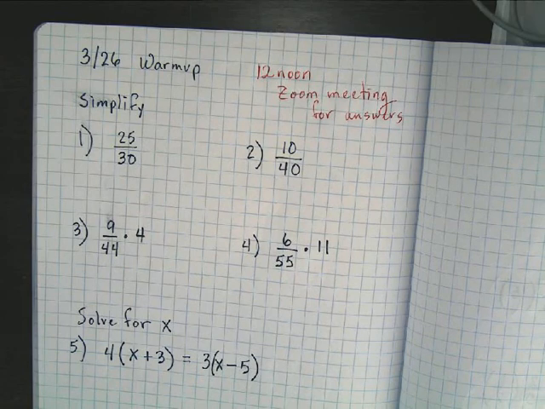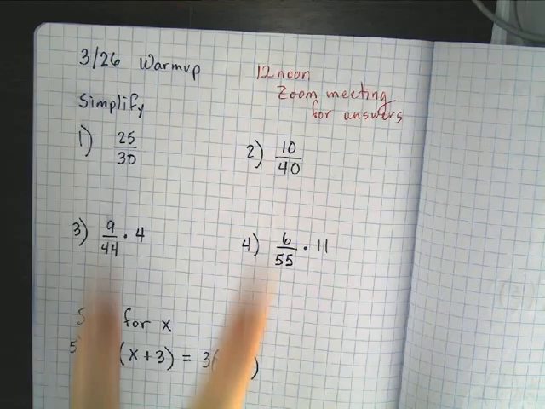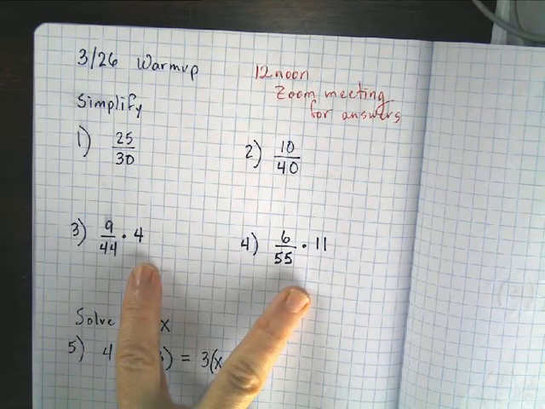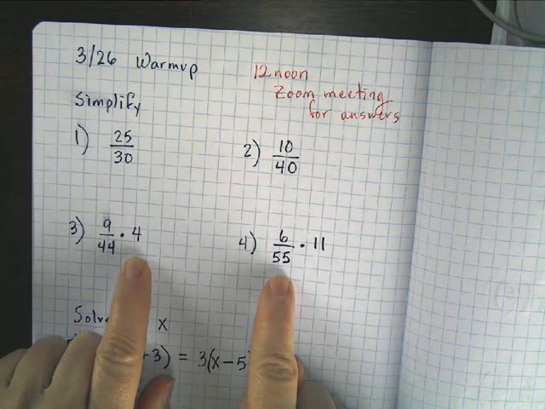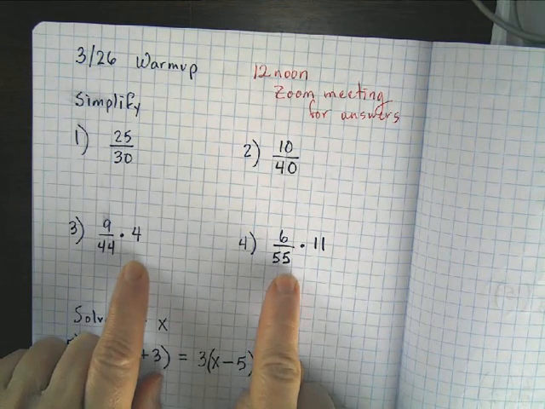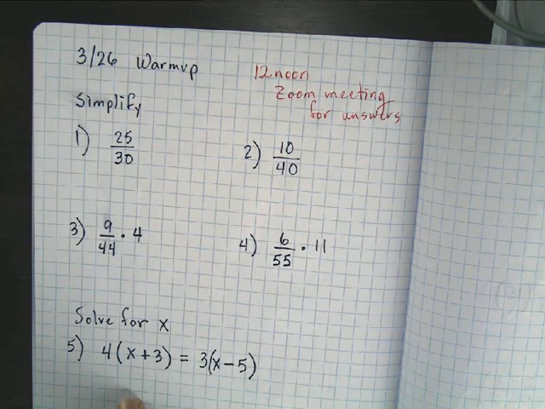So for our warm-up, we are going to reduce a couple of fractions, and then we're going to multiply and reduce these. These problems I got from the Math Space assignment. A lot of people were having a hard time with these. And then let's go ahead and do a tricky solving for x problem here.